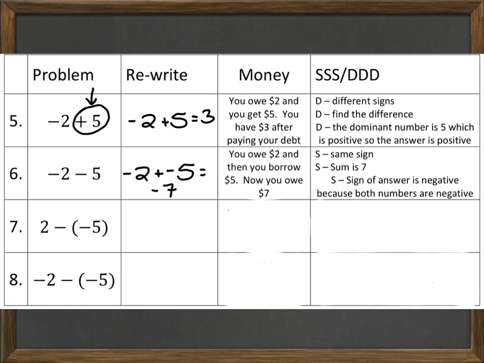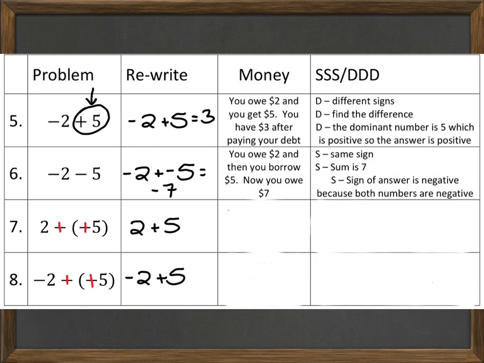So for number 7 and 8, remember I have to apply that rule. Minus a negative is the same as plus a positive. Okay, say it over and over until it gets in your brain. You have to rewrite 7 and 8. This is not optional. Okay, so I'm going to rewrite 7 as 2 plus 5. I'm going to rewrite number 8 as negative 2 plus 5. Okay, if you skip this step, the rest of your problems are going to be wrong.